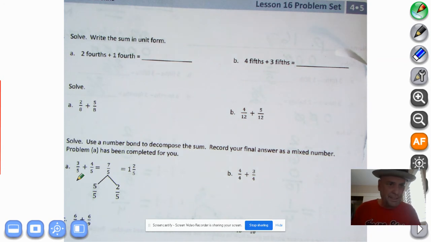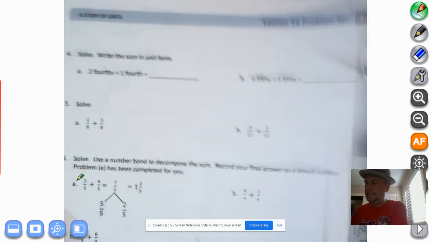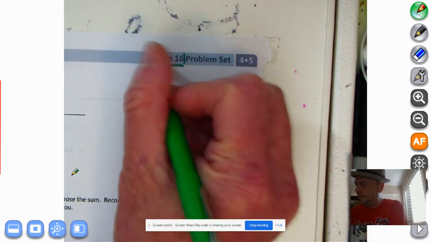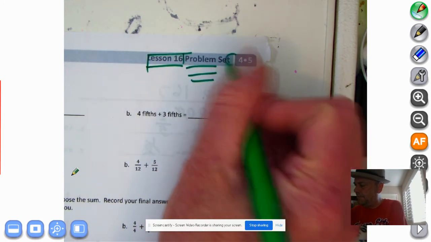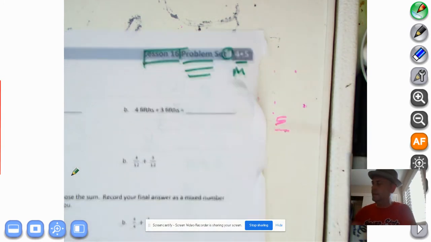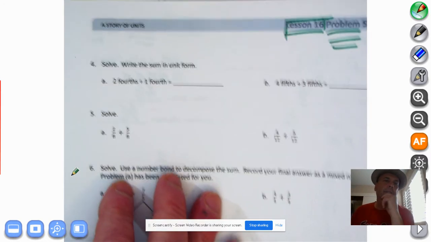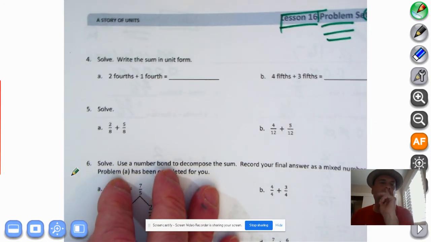Mr. Leggett and friends. We're on the backside of our problem set, page 168. And once again, this is lesson 16, the problem set, grade 4, module 5. That's what it's all about. All right, let's see what we got here. It says solve, write the sum in unit form.